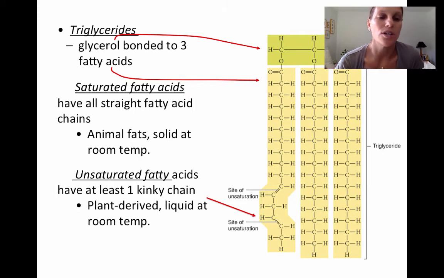Again, our unsaturated fats are our plant-derived fats traditionally, and they usually are liquid at room temperature. Our saturated fats are generally our animal fats, and those are solid at room temperature. Okay? Again, we're not saying one's better than the other. It's just structural at this point.